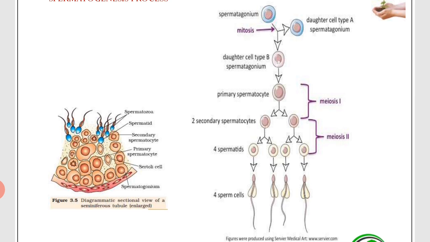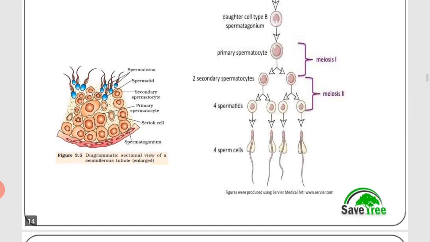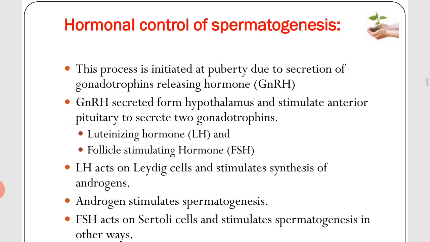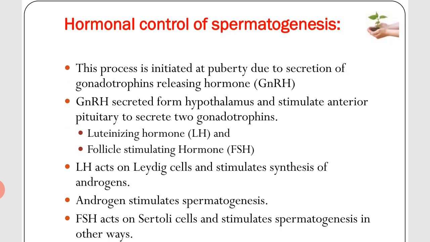This GnRH, which is secreted by the hypothalamus, will stimulate the anterior pituitary to secrete 2 gonadotrophins, that is LH and FSH. First of all, your hypothalamus will secrete gonadotrophin releasing hormone. This hormone will stimulate your anterior pituitary to secrete 2 hormones, that is luteinizing hormone, LH, and FSH, that is follicle stimulating hormone.